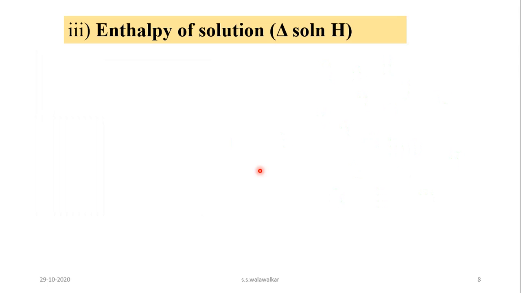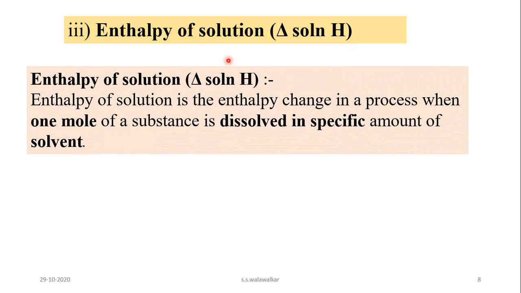Now the third one is the enthalpy of solution. It is denoted like this: delta solution H. The enthalpy of solution is the enthalpy change in a process when 1 mole of substance is dissolved in a specific amount of solvent. The important point is that it is dissolved in a specific amount of solvent.